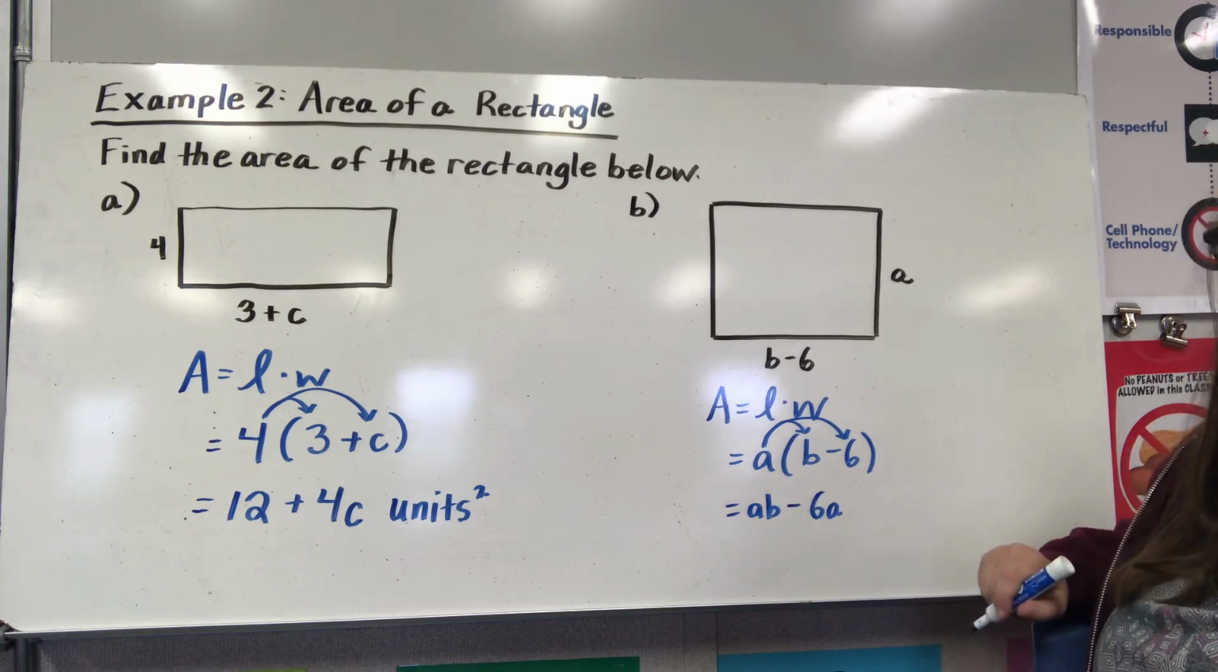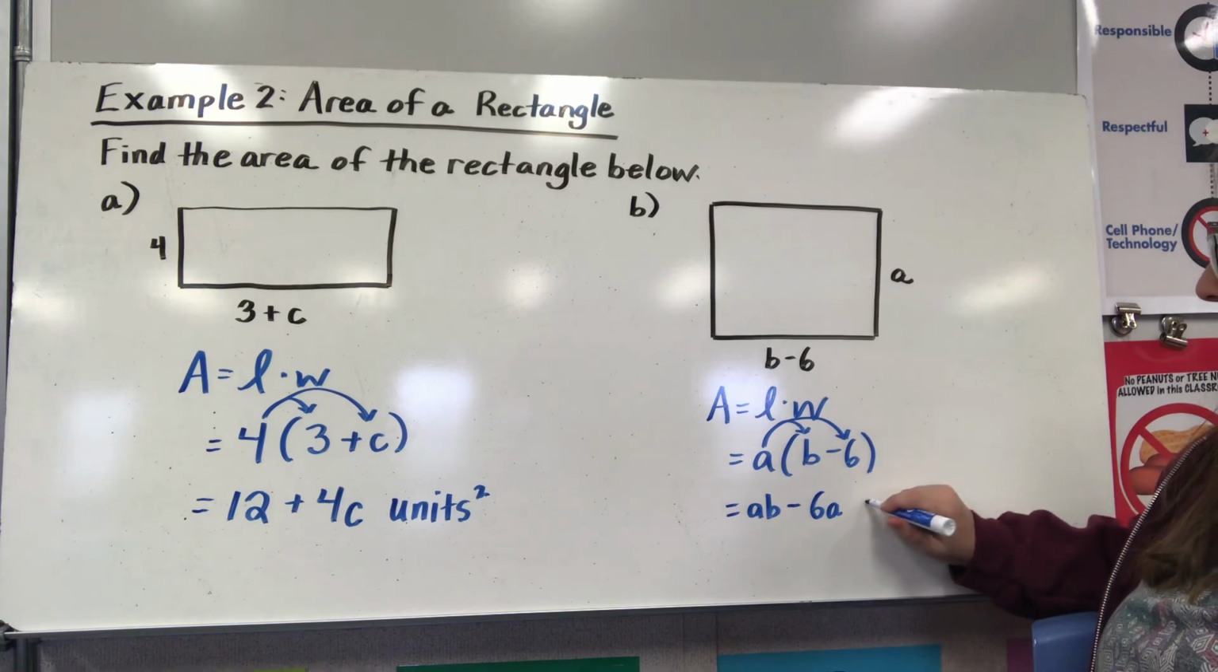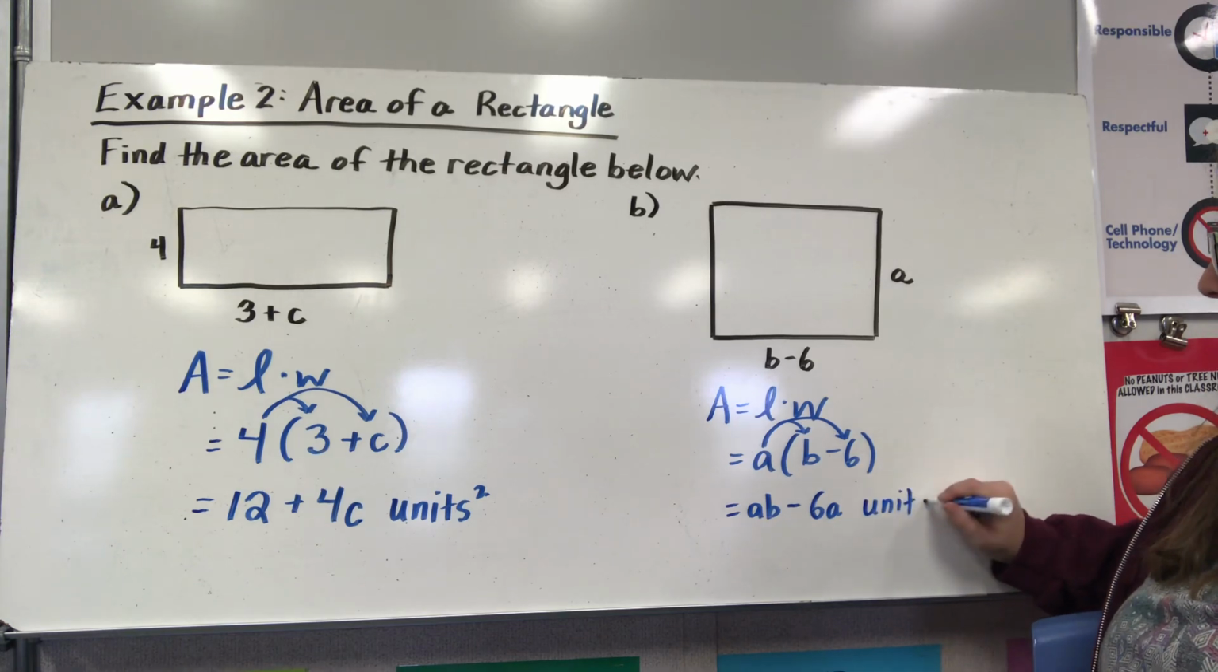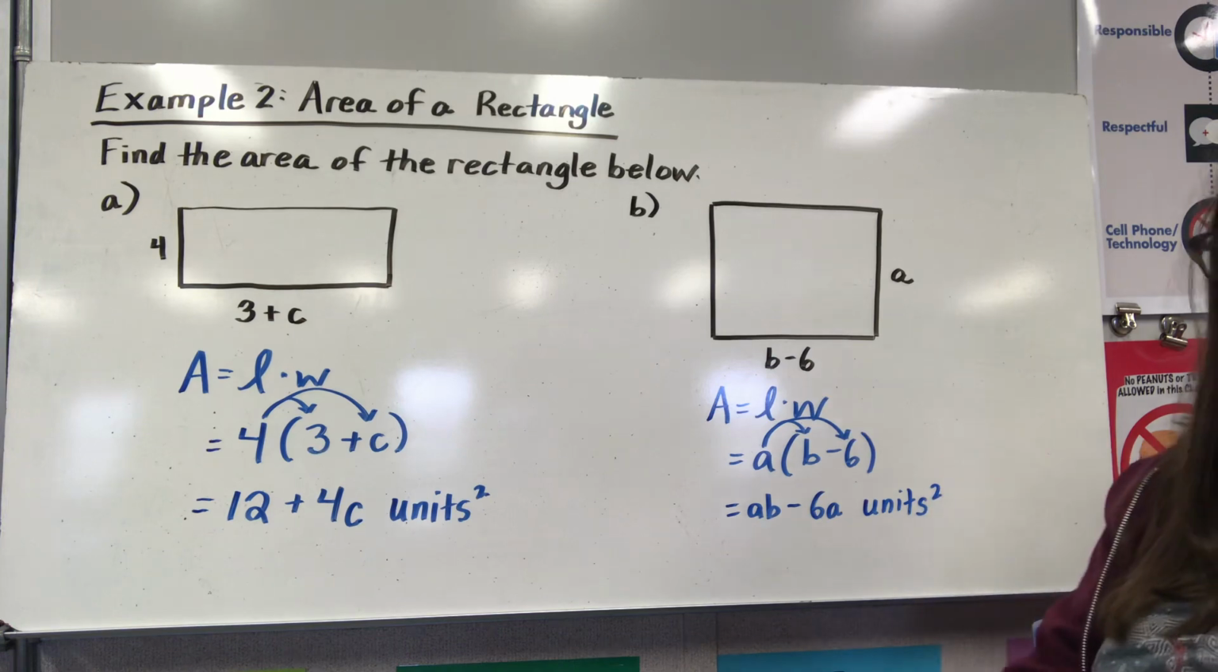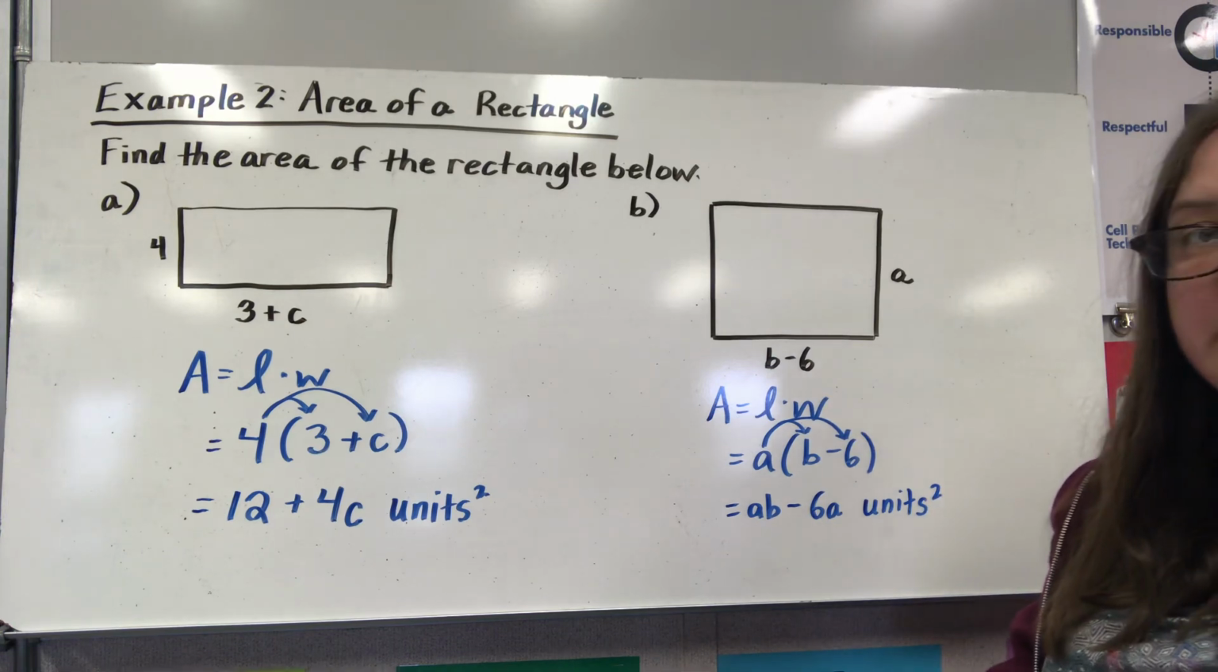So I'm subtracting them this time, and so it's area. Area is always whatever my units is, squared. So ab minus 6a units squared.